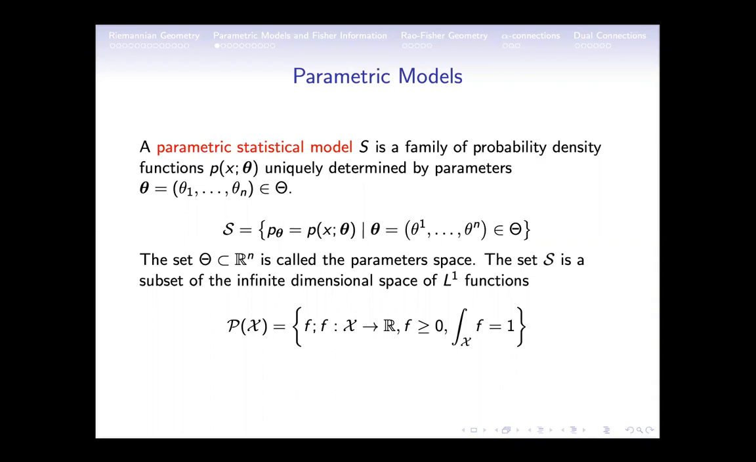Then we call this the parametric space, theta, a subset of Rn, and we will impose some conditions on how the parameterizations are. Those are the regularity conditions. But basically, it will be a parametric statistical model, which is just a family of probability density functions uniquely determined by the parameters. As you can see, all these probability density functions are L1 functions, so you can think of S as a subset of the infinite dimensional space of L1 functions. So it already has an embedded geometry.